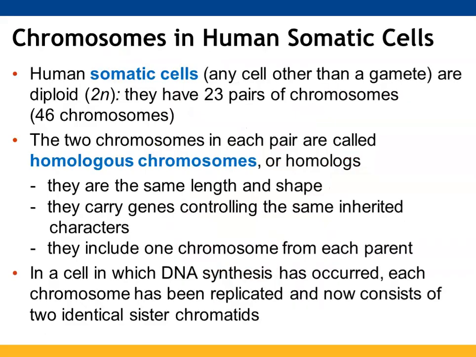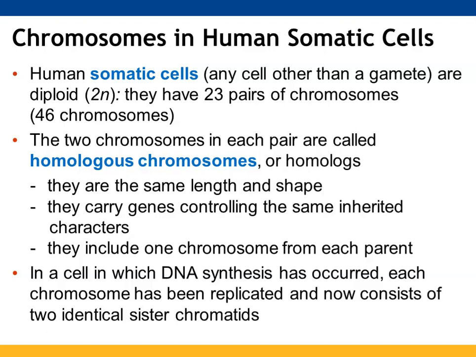So animals specifically, or we're going to focus on humans here. Somatic cells are all the cells other than your gametes that are diploid. They will have 23 pairs of chromosomes. The chromosome that came from mom and the comparable chromosome that came from dad are known as homologous chromosomes or homologs. They are the same length, same shape, and they carry genes for the same inherited characters. You get the chromosome from, again, each of your parents.